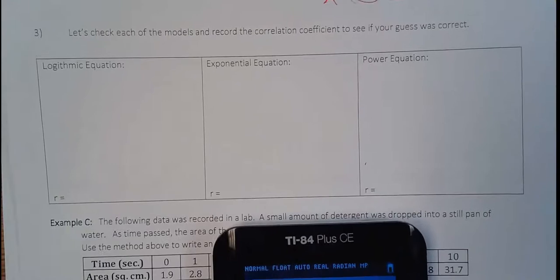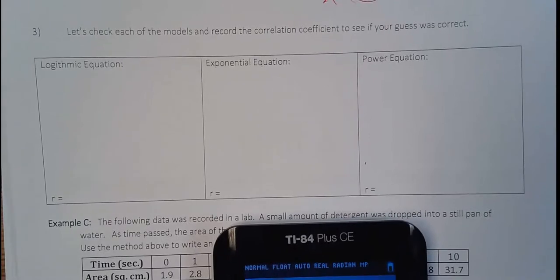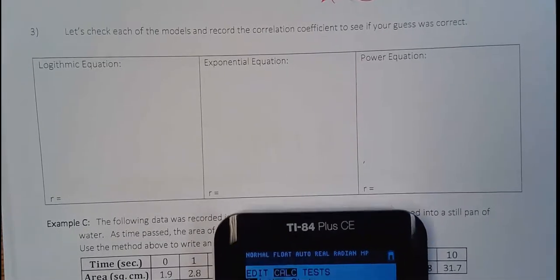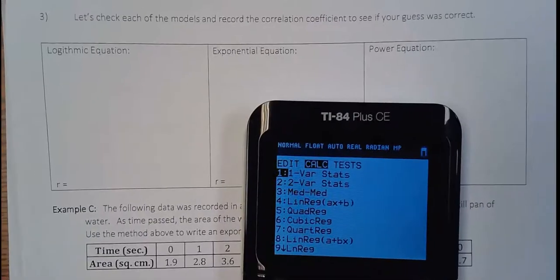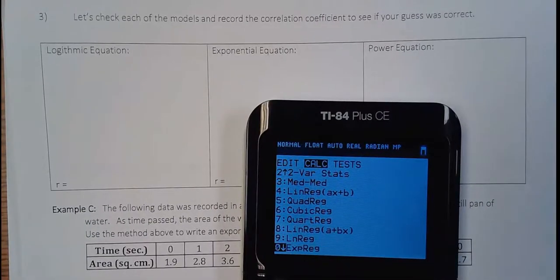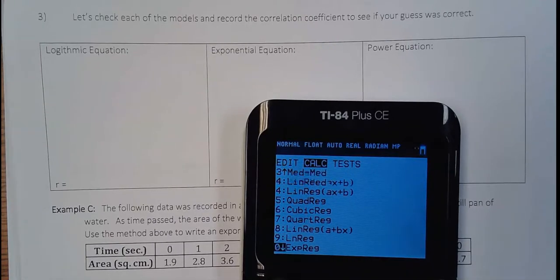So I'm going to type all three of these. I'm going to do stat over to calc. And I'm going to go down to, and logarithmic is natural log. We're going to do natural log, then do exponential, and then do power. So do these three and write them down. So pause your video and try that.